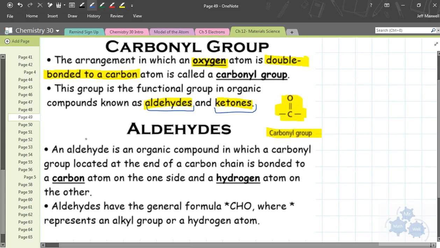An aldehyde is an organic compound in which a carbonyl group is located at the end of the carbon chain and is bonded to a carbon atom. So at the end of a carbon chain, bonded to a carbon atom on the one side and a hydrogen on the other. So a carbon and a hydrogen.